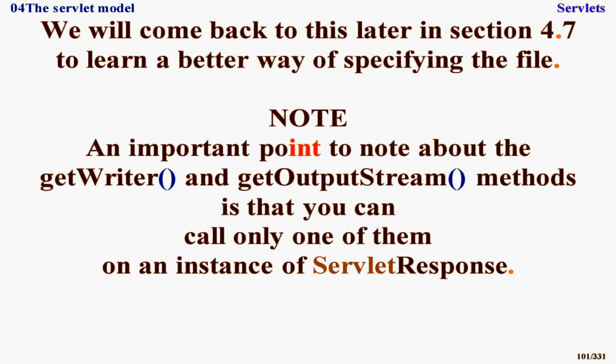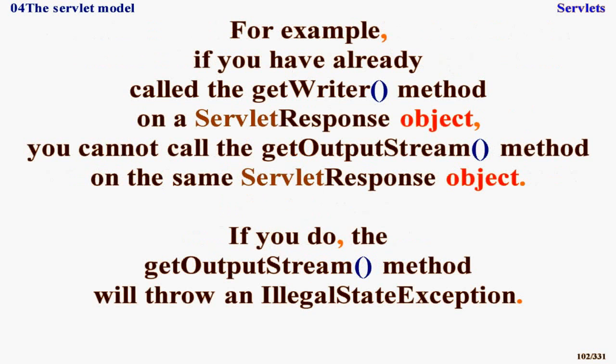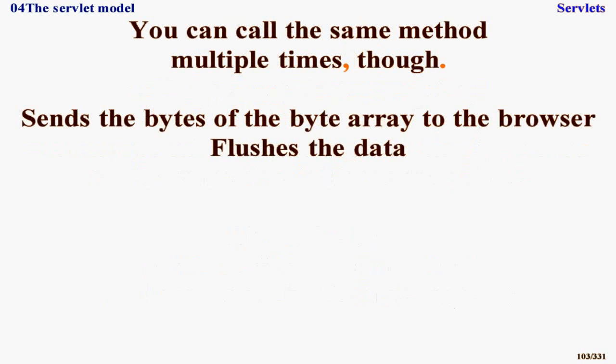Note: an important point to note about the getWriter and getOutputStream methods is that you can call only one of them on an instance of ServletResponse. For example, if you have already called the getWriter method on a ServletResponse object, you cannot call the getOutputStream method on the same ServletResponse object. If you do, the getOutputStream method will throw an IllegalStateException. You can call the same method multiple times, though. It sends the bytes of the byte array to the browser and flushes the data.